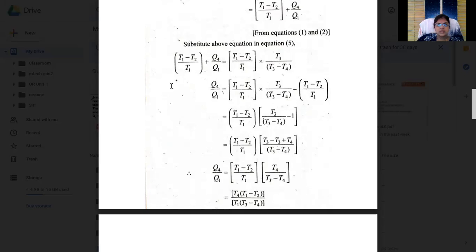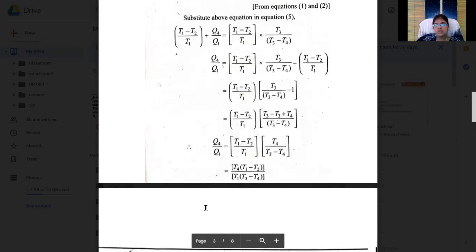Just this term we will subtract here, and t1 minus t2 we will take common, t1 minus t2 by t1, and find t3 by t3 minus t4 minus 1. Okay, and just take the LCM, t3 minus t3 plus t4 by t3 minus t4, and finally we got Q4 by Q1 is equal to T4 by T1 minus T2 by T1 by T3 minus T4. So this is our final answer.